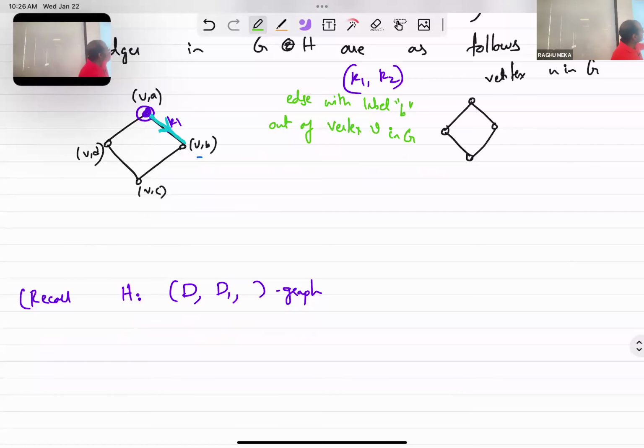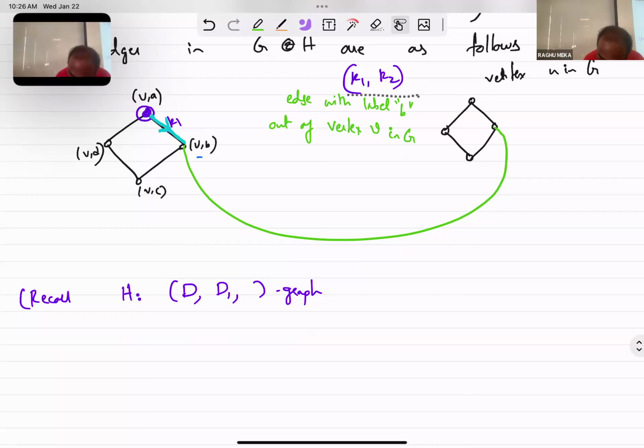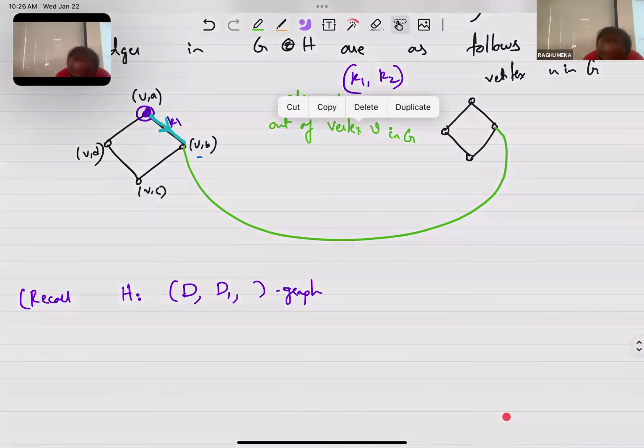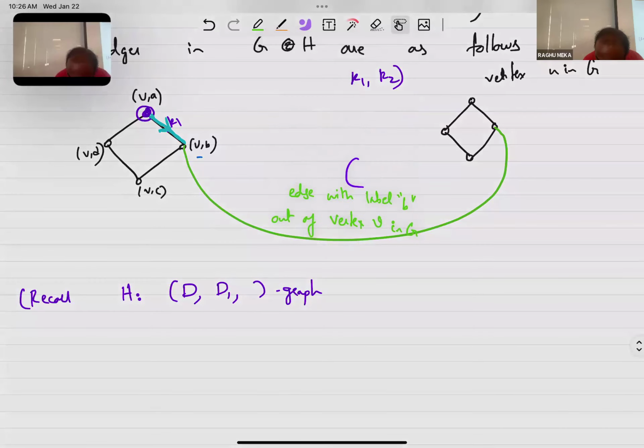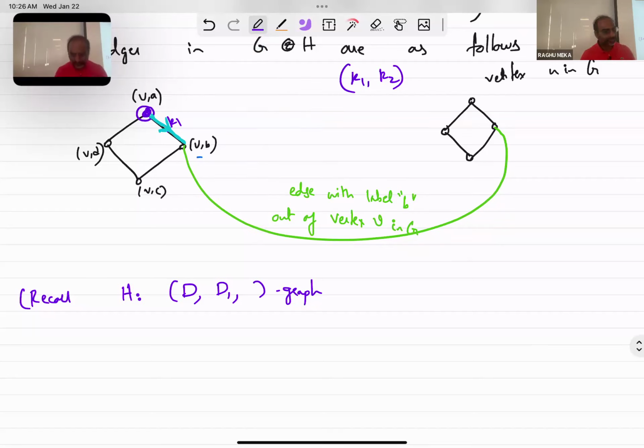So where do you think this edge should take you to? Various options, but take some guess. It's somewhat natural, yeah? UB, exactly, right? So this is UB. Okay, so this is the across cloud step.